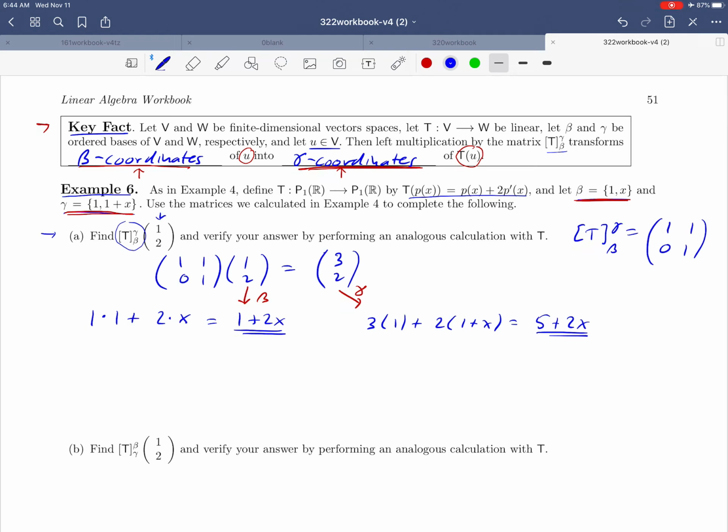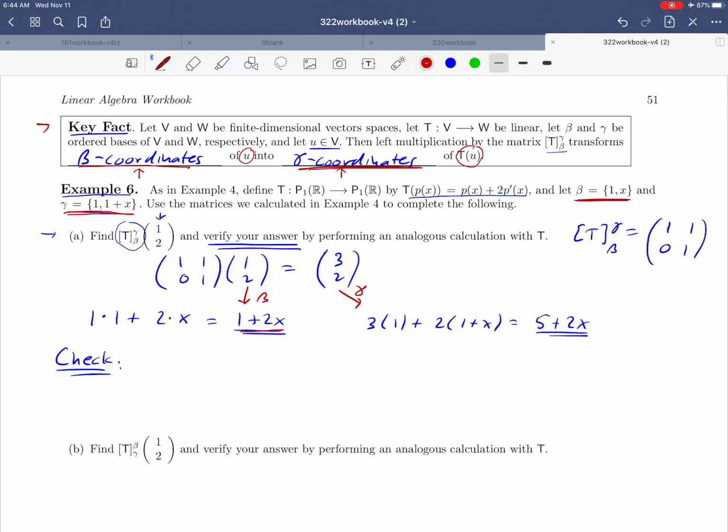Now, here comes the key step. They asked us to verify our answer. What does that mean exactly? Well, the check that we're going to do is, if this key fact is correct, then here's what should happen.